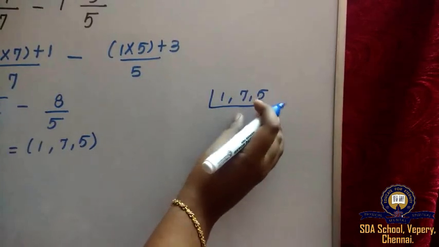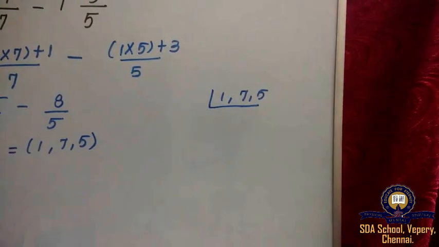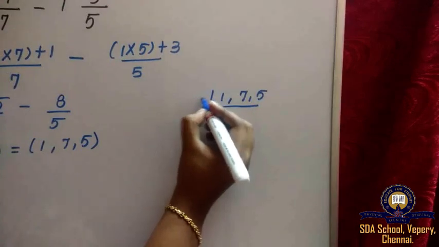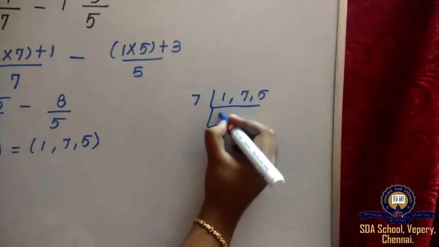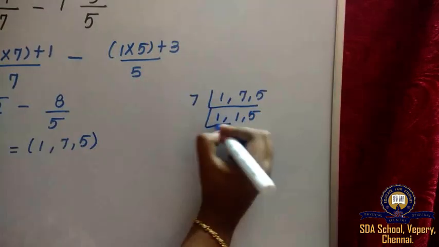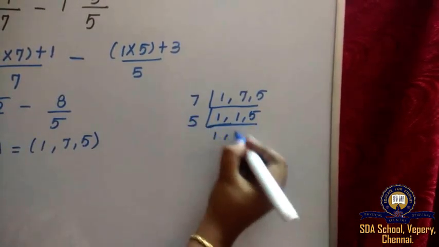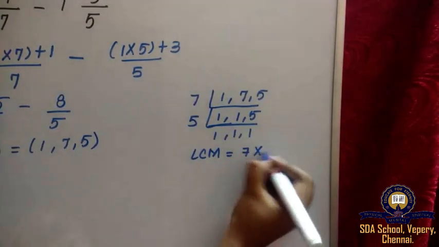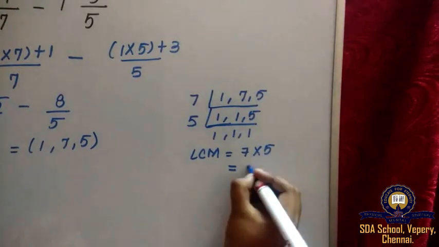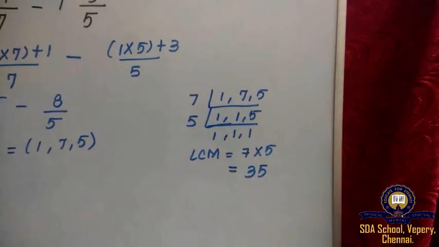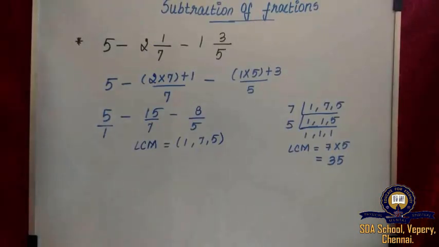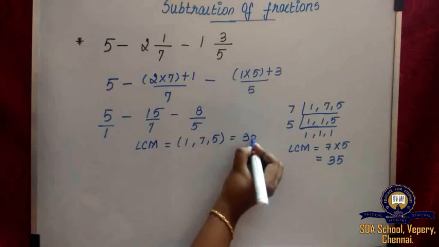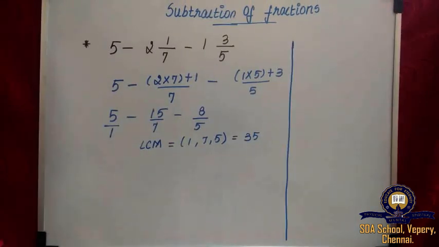So look here, 7 and 5 have no common factors, right? So they both do not have a common factor. So the LCM will be 7 into 5, which is equal to 35. So the LCM is equal to 35. Now we have to multiply the numerator and denominator by LCM divided by the denominator.